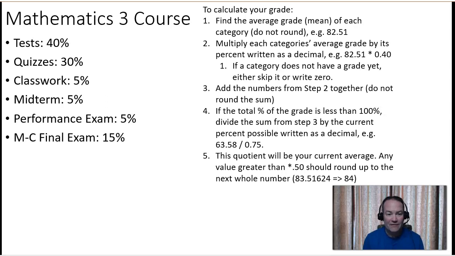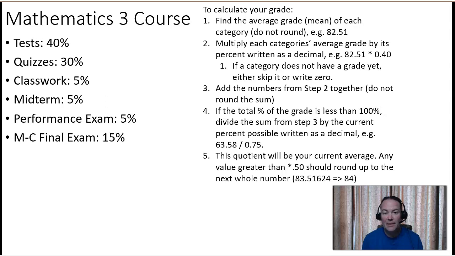And so you're going to do that for each category. If, let's say, you're only halfway through the semester and you don't have a multiple choice final exam grade yet, that's okay. That's a 0 because you don't have anything yet. So you can count it as 0 or you can ignore it. You'll see in our example how we handle it.